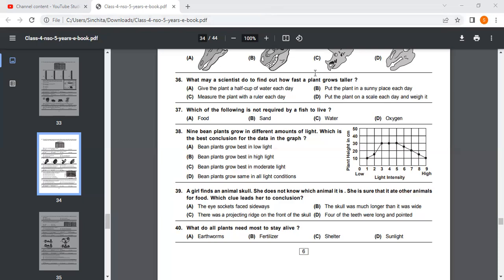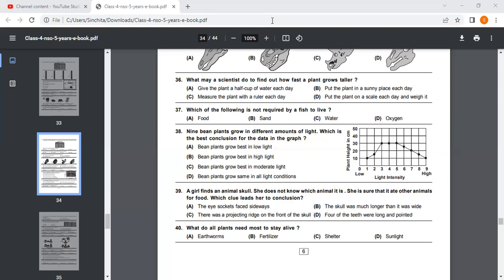Okay, Shruti, tell me number 38. Nine bean plants grow in different amounts of light. Which is the best conclusion for the data in the graph? Bean plants grow best in low light. You were wrong. Bean plants grow best in high light. Send me the answer again. Bean plants grow best in moderate light. What is moderate? Moderate means not very high, not very low, medium light.